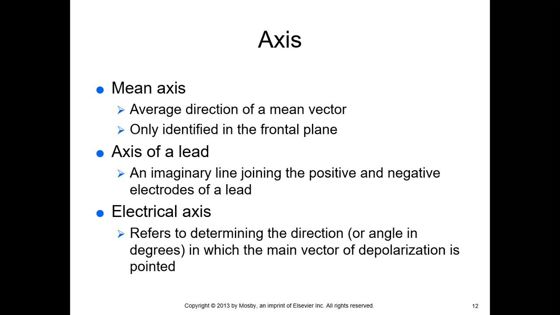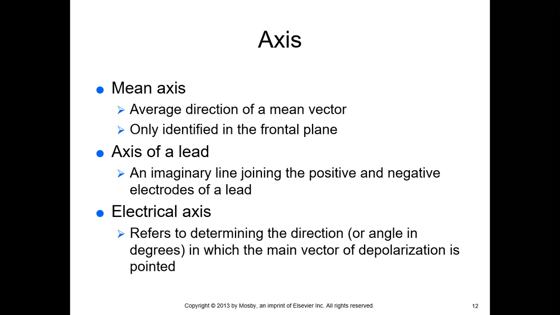So that takes us into looking at axes. Mean axis is the average direction of a mean vector, only identifying the frontal plane. The axis of a lead is an imaginary line joining the positive and the negative electrode. The electrical axis refers to determining the direction or angle in degrees in which the main vector depolarized and is pointed.